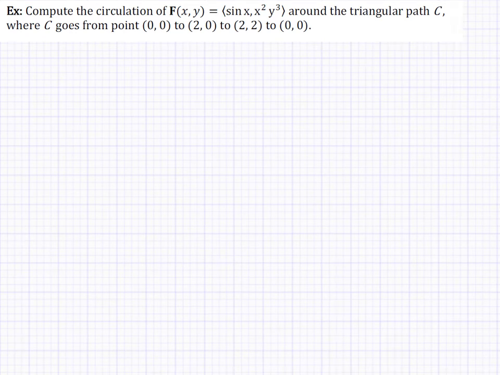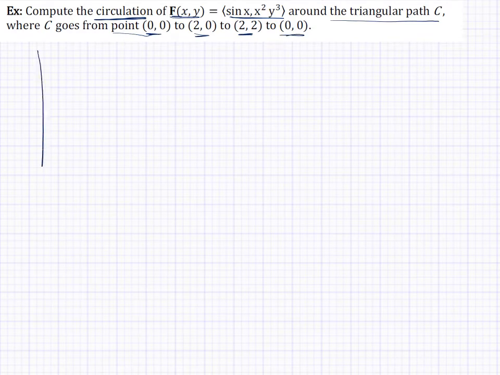So here's an example. Compute the circulation. So it's already telling you you're going to be working with a closed curve. For this vector field, which happens to be a 2D vector field, around the triangular path C, where C goes from point 0, 0 to 2, 0 to 2, 2, then back to 0, 0 again.